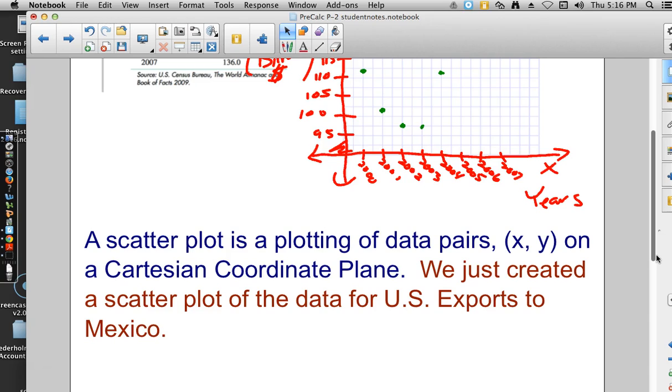So a scatter plot is the plotting of data pairs, x's and y's, on a Cartesian coordinate plane. We just created a scatter plot of the data for U.S. exports to Mexico.